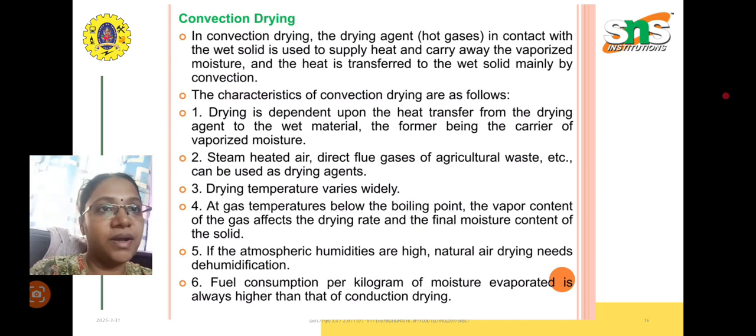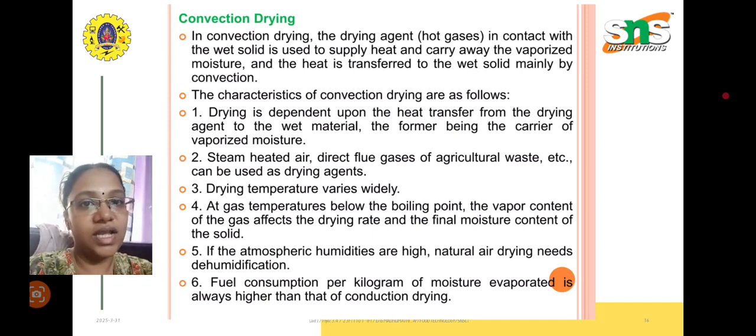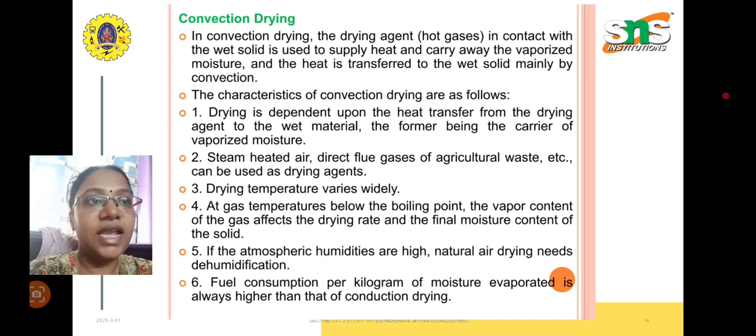Convective drying is where the drying agent, that is the hot gas used for drying, is in contact with the wet solid and is used to supply the heat and carry away the vaporized moisture. So it will carry away the moisture, and the heat is transferred to the wet solid mainly by convection.